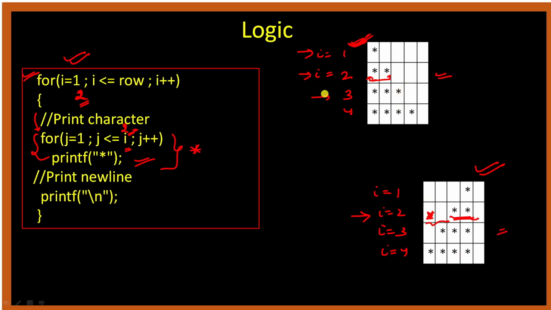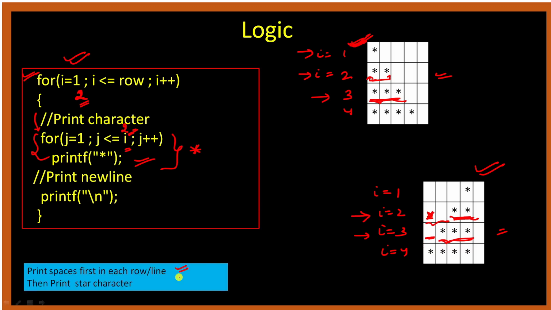Same way, if I equal to 3, in the previous pattern I am just printing the stars and need not take account of spaces. But here, if I am at I equal to 3, I have to first print space, then I can print 3 stars. 3 stars I have to print here also, but here I have to first print spaces. So what does it mean? In each row, I have to print spaces first, and then I have to print the star character in that row.